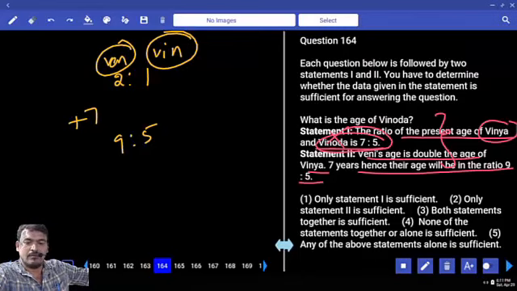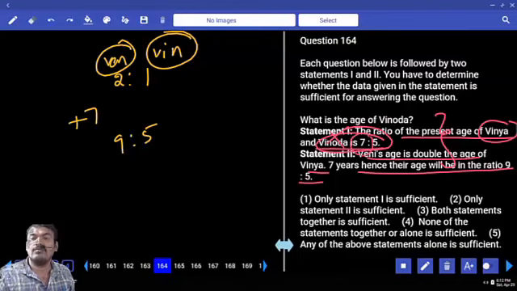Okay. Substitute the Vinya value in the first statement. We get which one? We know the value. By using both the statements, we know the value.